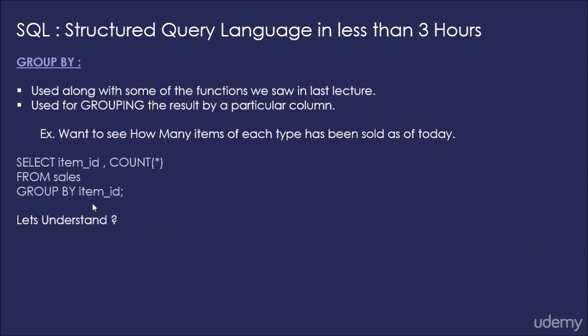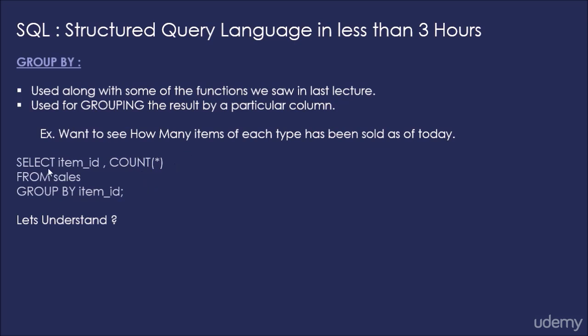So what the MySQL server will do is it will first find all the rows in the table sales where the item ID is 1, count it, and then add a row where item ID is 1, and against it, say the item ID 1 was sold 5 times. So in the COUNT(*) it will put 5.